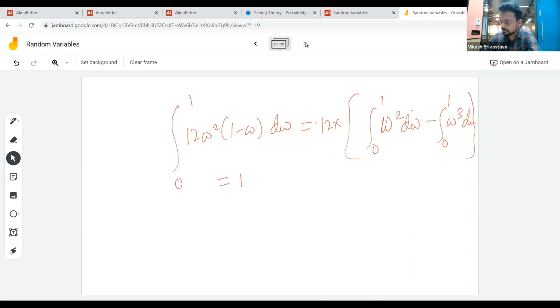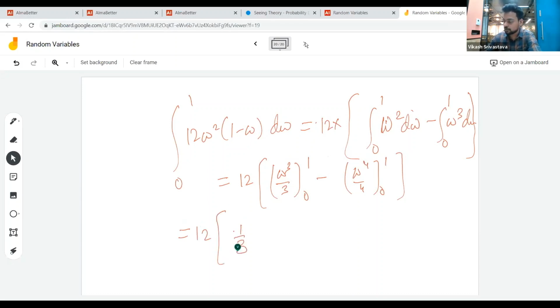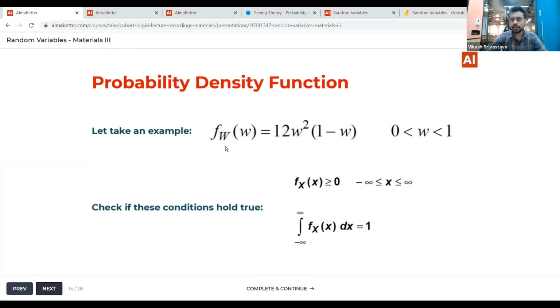So in this case, w squared dw, I think you guys know, integrates to w cubed by 3, and we need to evaluate this in this particular interval, and w cubed dw will be w to the 4 by 4, between 0 and 1. So let's see what we get. This is 1 by 3, and for 0 it will be 0, and then 1 by 4. So 12 into (1 by 3 minus 1 by 4) is nothing but 4 minus 3, so 12 times 1 by 12, and this is 1. So this particular function is a candidate PDF for our random variable capital W.